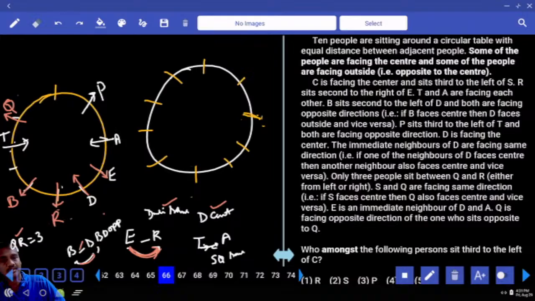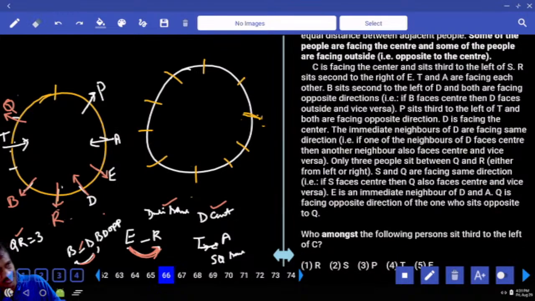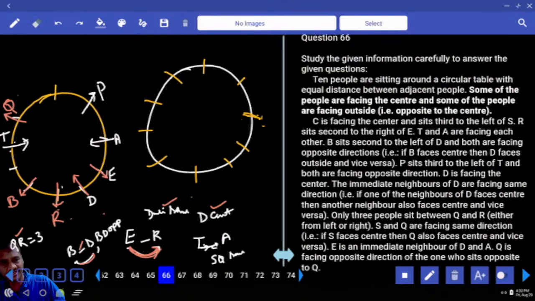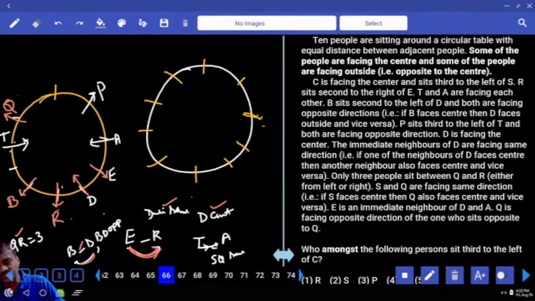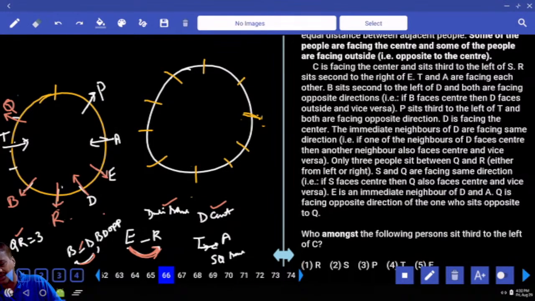Now C is facing the center. Where is C? C is facing the center and sits second to the left of S. And R is seated second to the right of E. T and E are facing each other. B sits second to the left of D. And P sits second to the left of T. P and T are facing opposite directions.